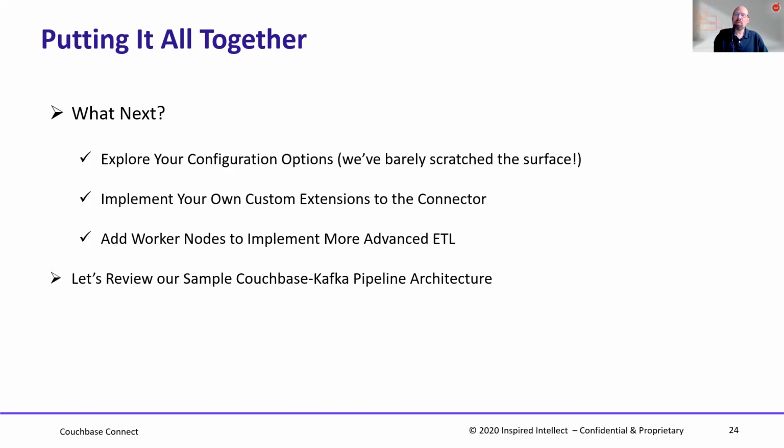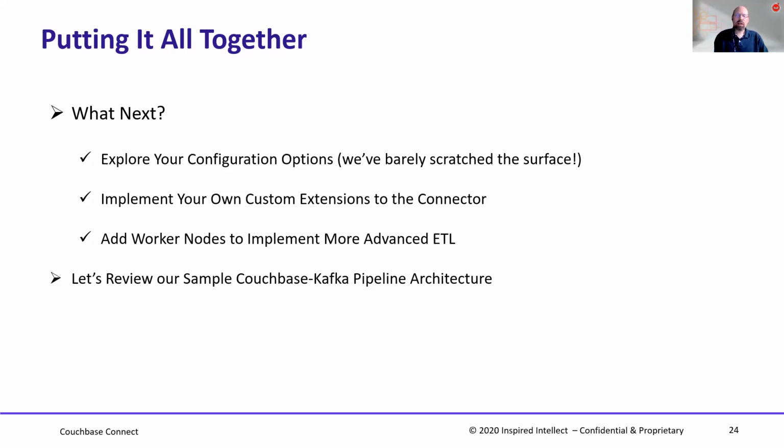However, you can implement your own custom extensions to the connector using the Java API, and there are examples included in the Couchbase Kafka Connector package for doing things like filtering messages and single message transforms. You could also add worker nodes of your own into the pipelines to implement more advanced ETL type processing. For example, you might want to build your own consumer to take the raw messages from Couchbase and use them to build new enriched messages to send to one or more different and new Kafka topics.